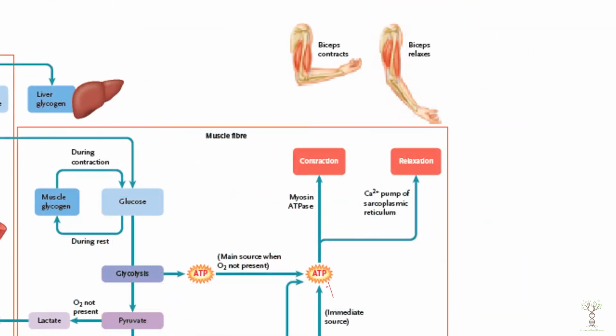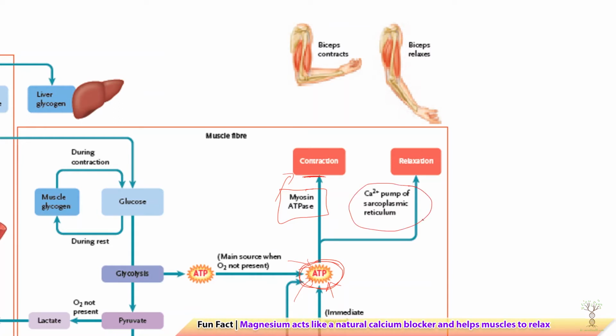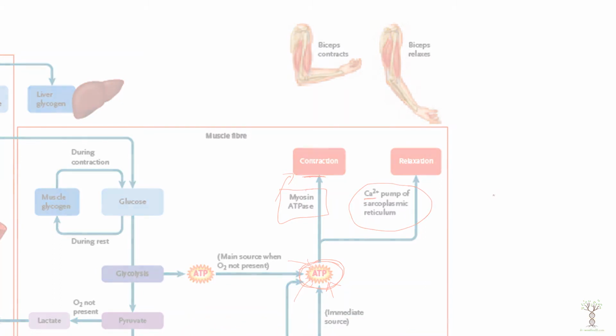So we have 3 ways of making ATP: our creatine, our aerobic pathway, and our anaerobic pathway. And then in the muscles, why do we need all this ATP? First, we have to be able to bind it to myosin so that we can have that cross-bridge power stroke cycle and we can contract the muscles. And secondly, we need to be able to pump the calcium back into the sarcoplasmic reticulum.